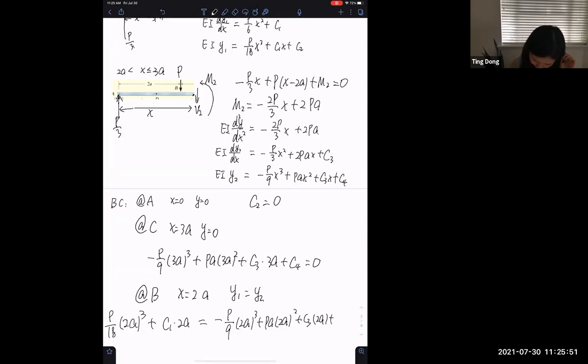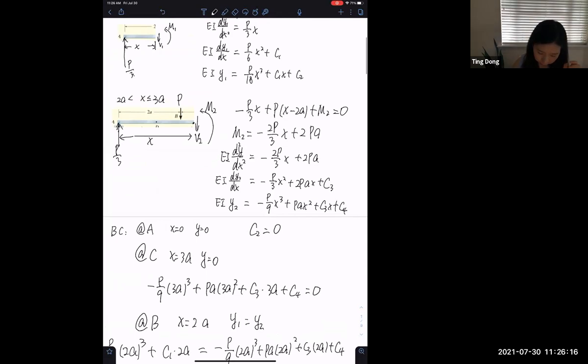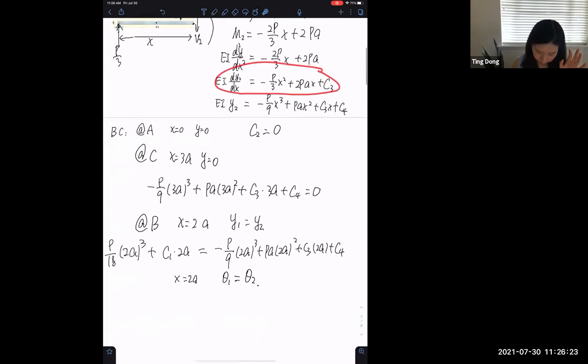2a plus C4. Now this is the third boundary condition. And the last one, when x equal to 2a, same at point B, x equal to 2a, the slope at that point, at point B, should be the same if we use the equation from both parts. So basically, I need to put x equal to a into this equation and into this equation, and they should be equal.